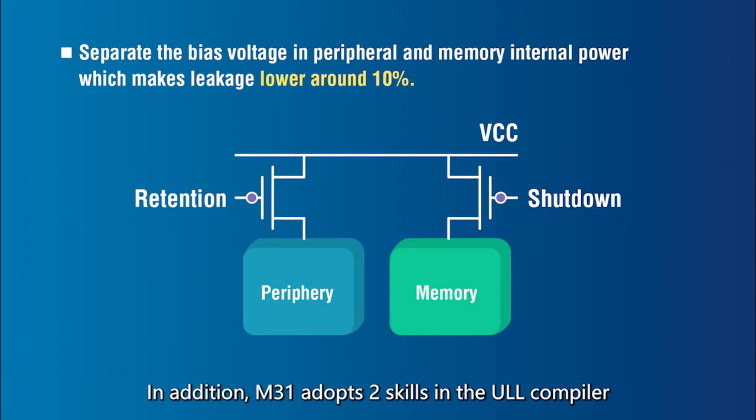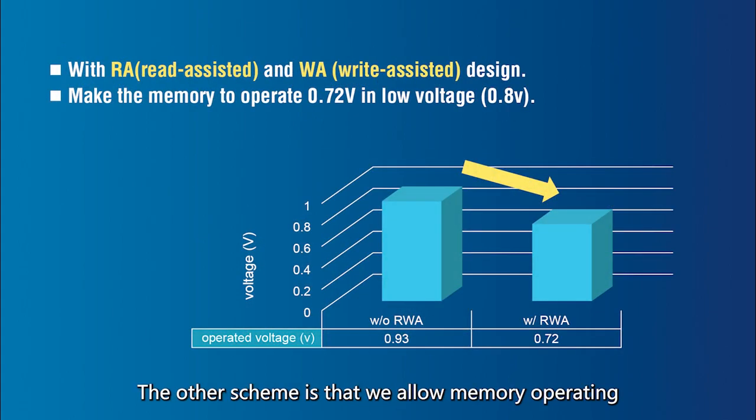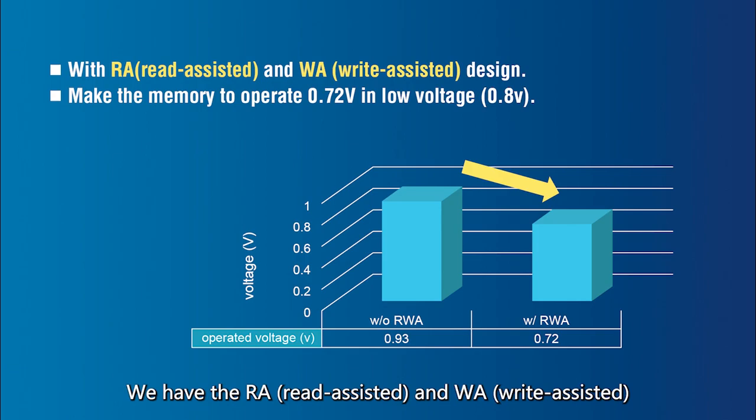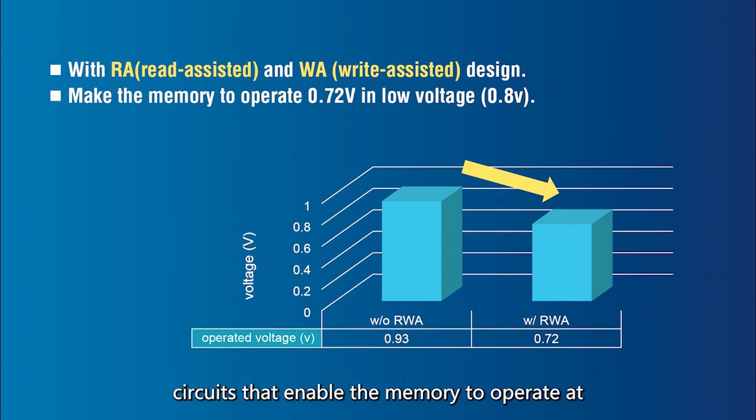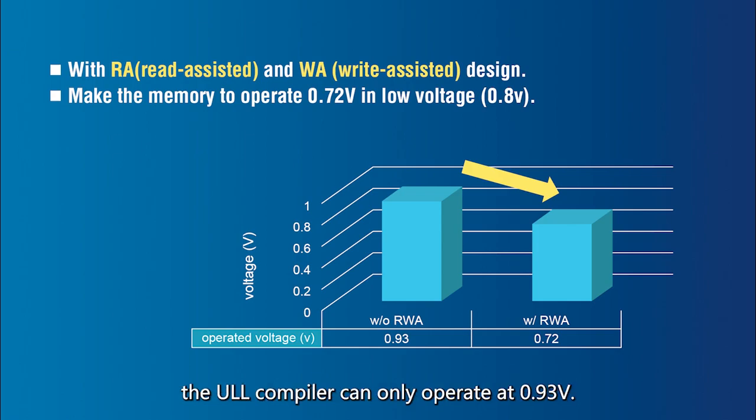In addition, M31 adopts 2 skills in the UL compiler for both dynamic and static low-power designs. One is separating the bias voltage from the internal power of the memory to reduce the leakage rate by about 10%. The other scheme is that we allow memory operating at lower VDD to achieve dynamic power saving. We have the RA, read assist, and the WA, write assist, circuits that enable memory to operate at the low voltage of 0.72 volts. As you can see in this figure, without the RA and WA circuits, the UL compiler can only operate at 0.93 volts.